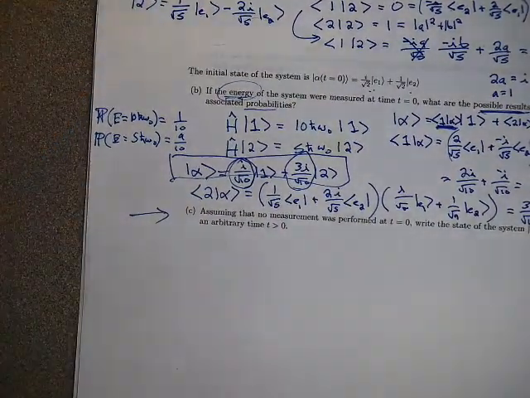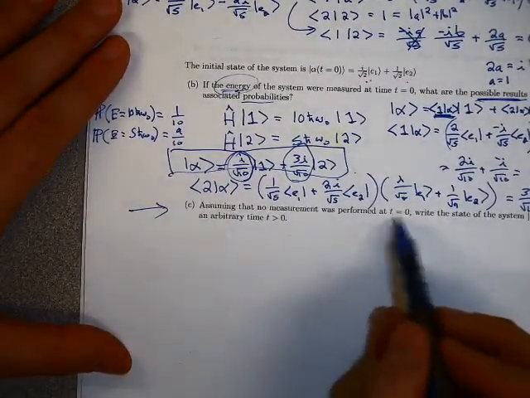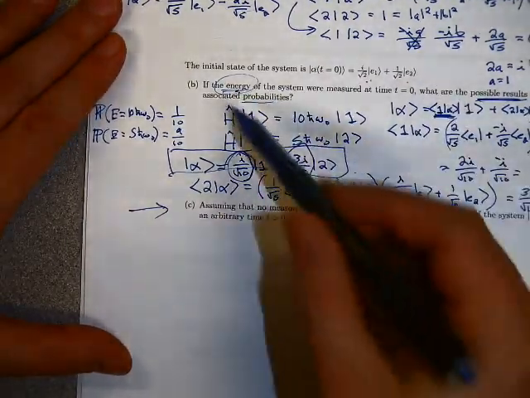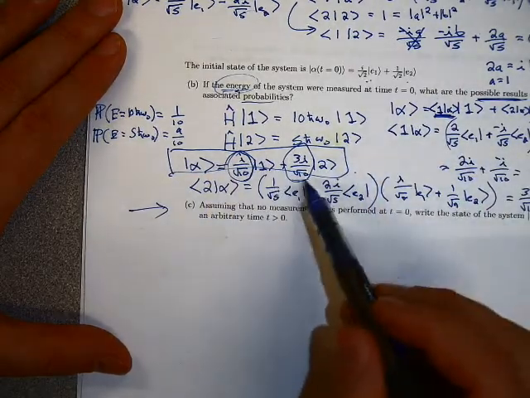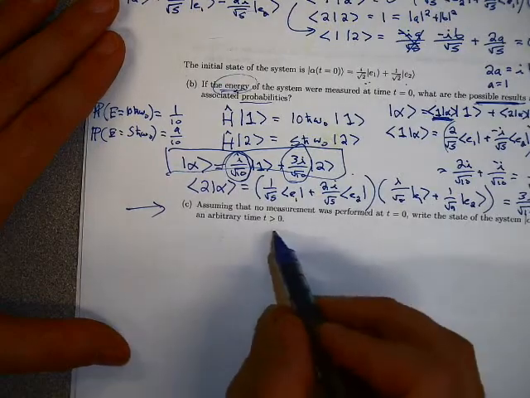All right. Okay, so part C. So far, so good. Part C, assuming no measurement was performed at t equals 0. In other words, pretend we didn't do this measurement. We just asked what we could get. Write the state of the particle at some future time, t.